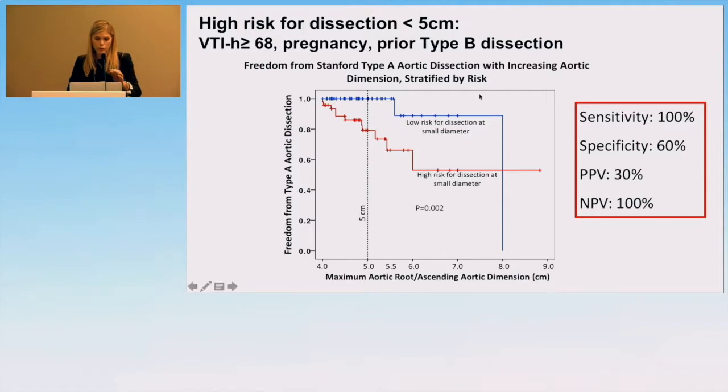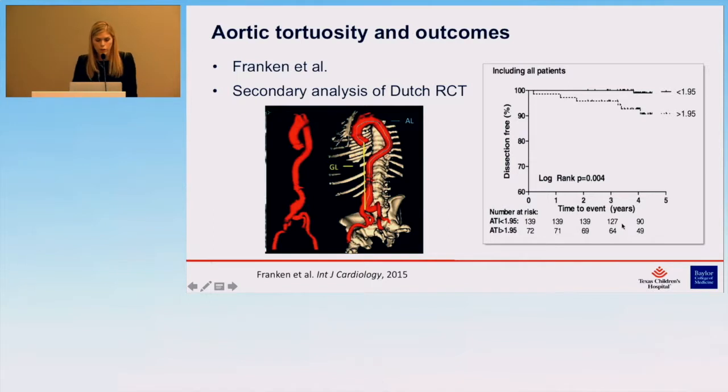So, if we're looking at specificity for root dissection before 5 centimeters, the sensitivity is 100%, specificity is 60%. Positive predictive value, that means the number of patients that had the event, 30%, and negative predictive value, 100%. Tortuosity has been looked at by a few other authors. One of these is by the Franken group, the Dutch group. They looked at total aortic tortuosity in their secondary analysis of their RCT, and they looked at overall any dissection, although the majority of their events were type B dissections, and they did show that aortic tortuosity was associated with future type B dissection. I didn't show our data, but we have preliminary data showing the same.